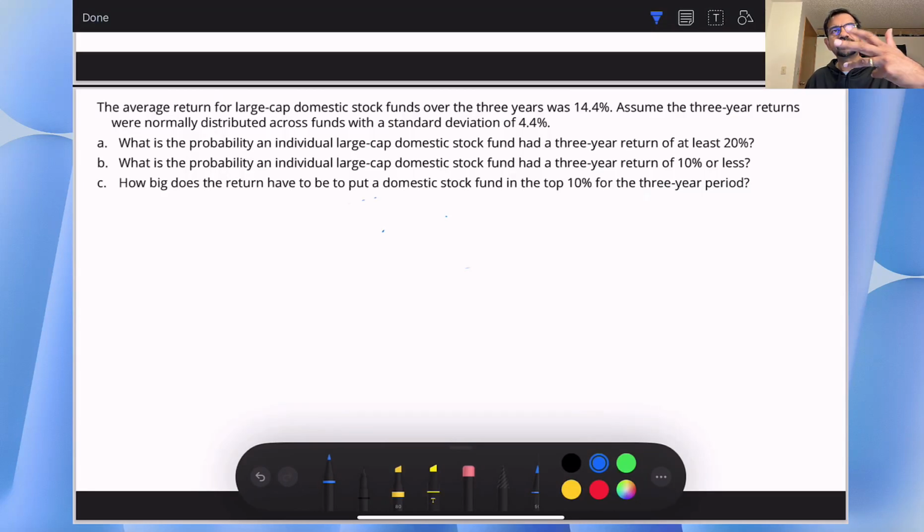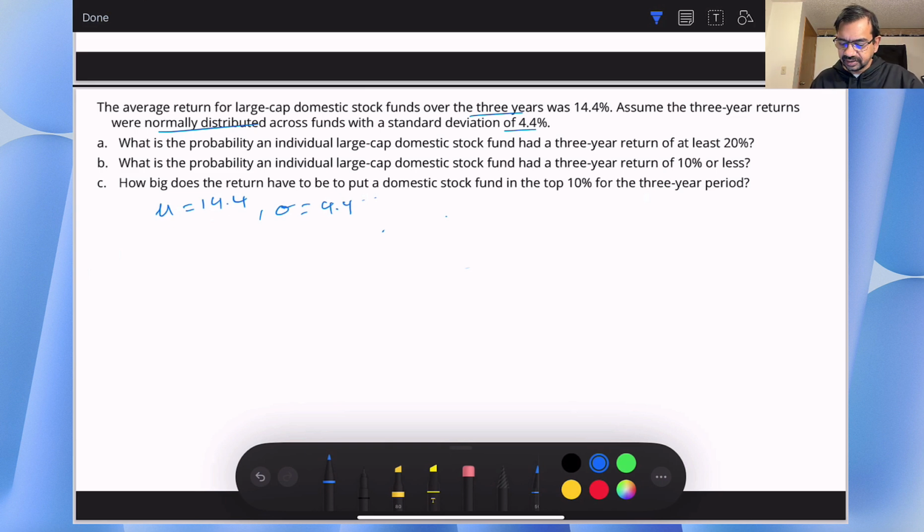So let's look at another problem. Here we're given a large cap stock, and we are told that the average return over 3 years was 14.4%. So our mu is 14.4%. And we're also told that the standard deviation was 4.4, and that these returns are normally distributed. So we'll apply the normal distribution, and then we can standardize it as well.